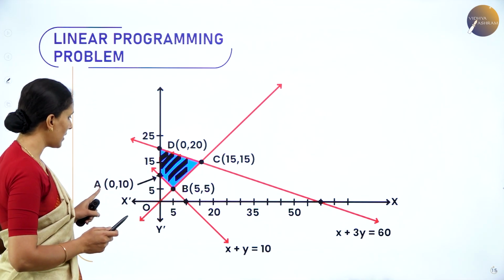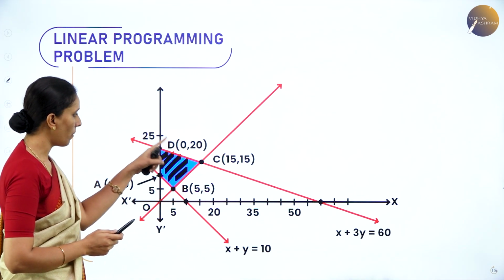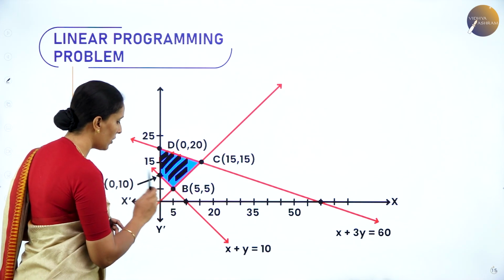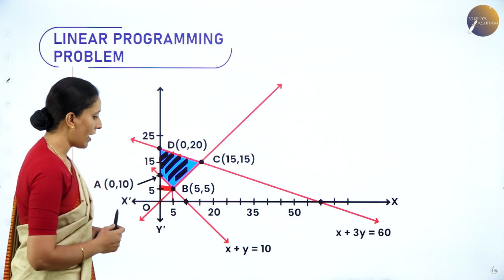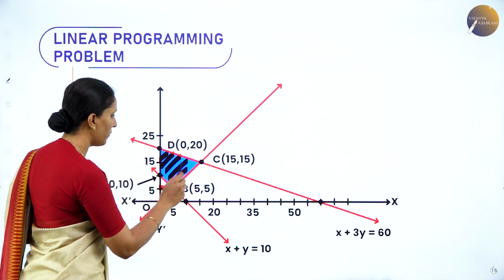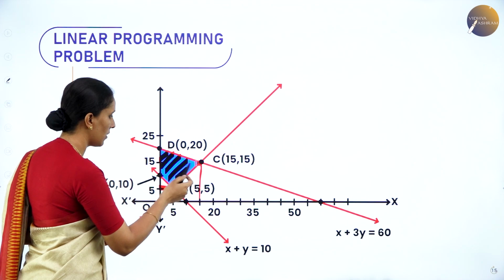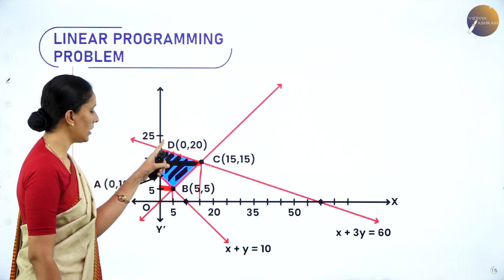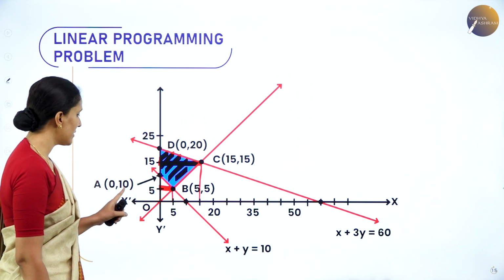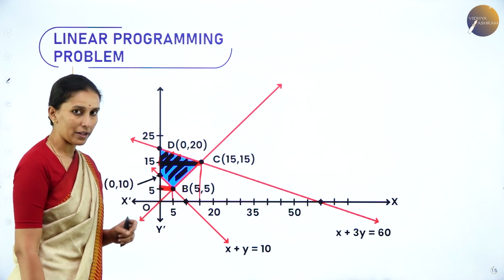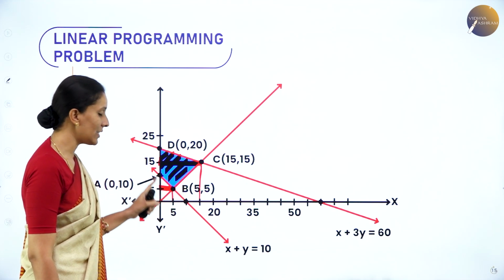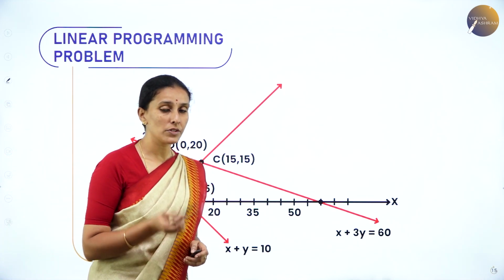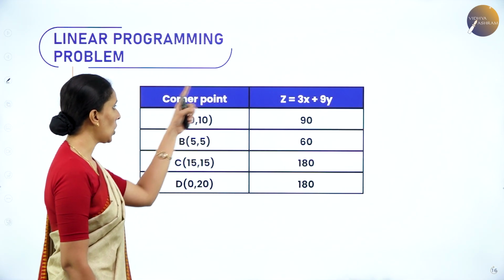The first is 0, 10. The second is 0, 20. The third and fourth we can find using the graph. Clearly you can see this is 5, 5 and this is 15, 15. So C 15, 15, D 0, 20, A 0, 10 and B 5, 5 are the corner points of this feasible region.